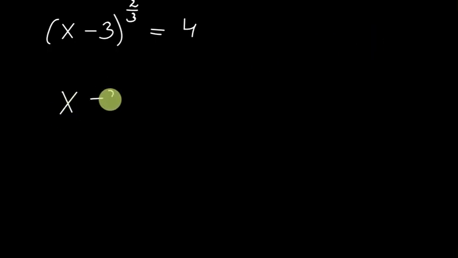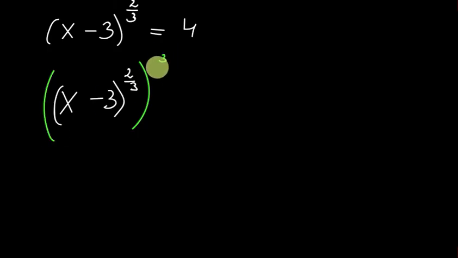Let's say we have (x minus 3) raised to the power of 2/3, and that is equal to 4. So what do we do now? We need to raise both sides of an equation to the power of 3 divided by 2. Okay, so let me write that. x minus 3. Now let's raise it to 3 over 2, and it is equal to 4 raised to the same.